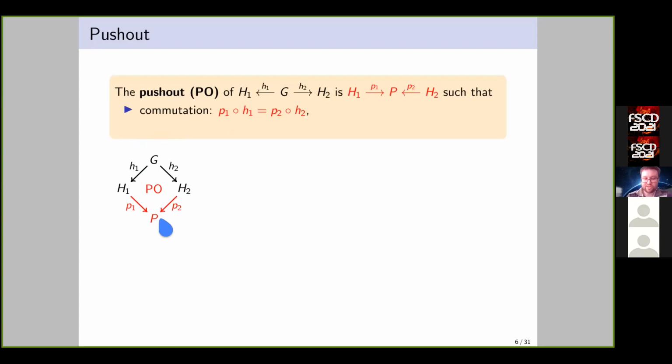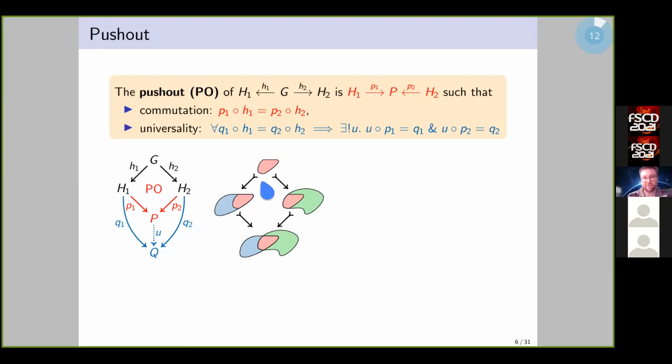And we do not want just any cospan that makes this commute, but we want a particular one. We want a universal object. So for any other candidate that makes this commute, we want that this candidate can be factored through P. So if we have another candidate Q, we want that there exists a unique graph homomorphism from P to Q that makes these two triangles commute. So the composition of P1 followed by U should be equal to Q1, and the composition of P2 followed by U should be Q2.